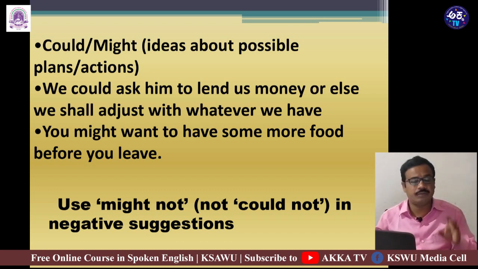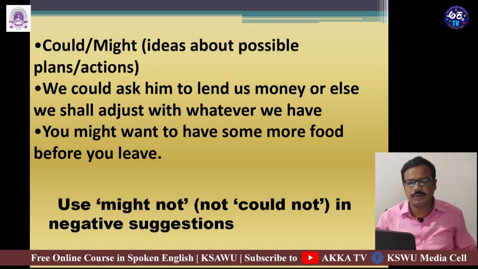And then I have already told you could and might. So they are just ideas about possible plans and actions, and you can use them. We can casually use them. We could ask him to lend us money, or else we shall adjust with whatever we have. We could ask him. There is a possibility, if it is possible, just ask him to lend money, or else we can make our own arrangements.